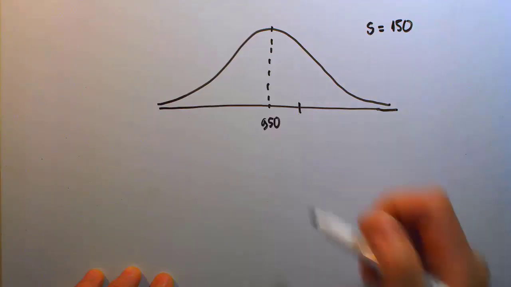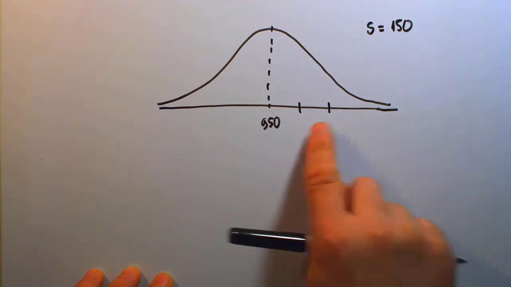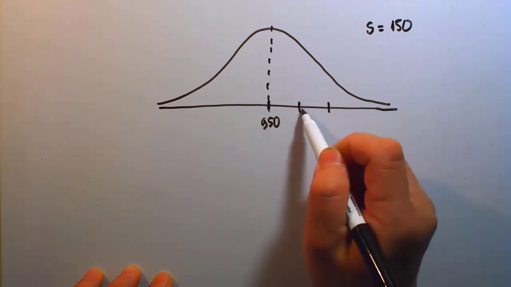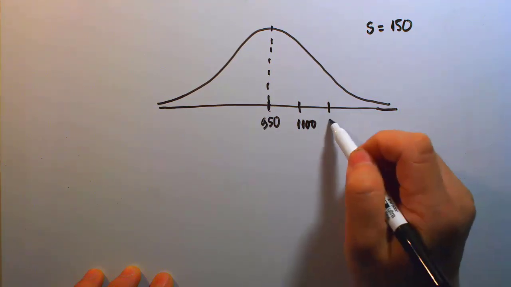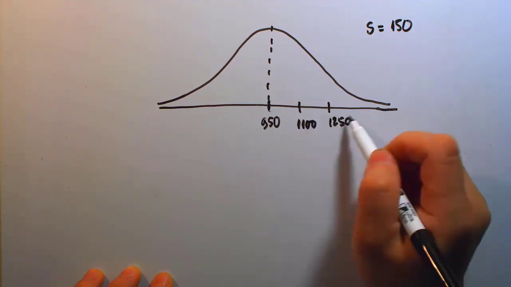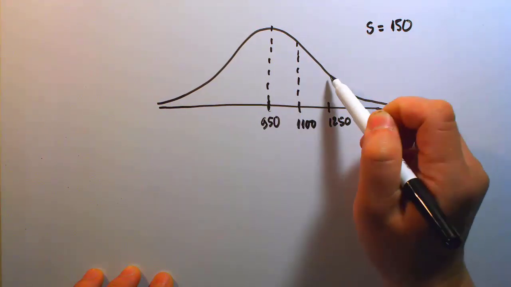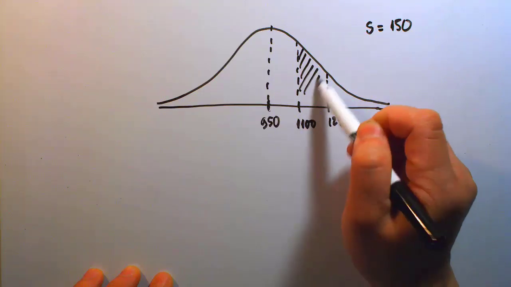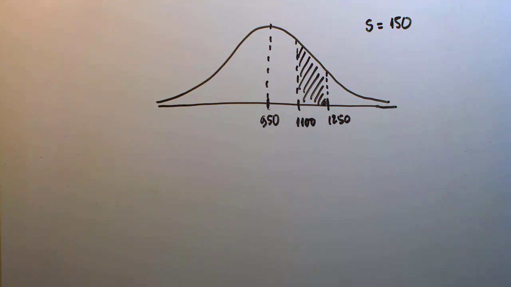So 1100 is here, and 1250 makes sense to be further out. It's okay to be a little bit off scale, but whatever choice you made for the spacing between the mean and that first point is your scale. 1100 is here, and 1250 is some other value further out. The question is asking for the percent of data between them. Percent of data is graphically represented as shaded area on the graph, so we're looking at that area right there.